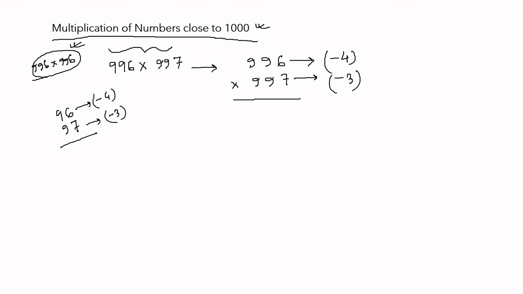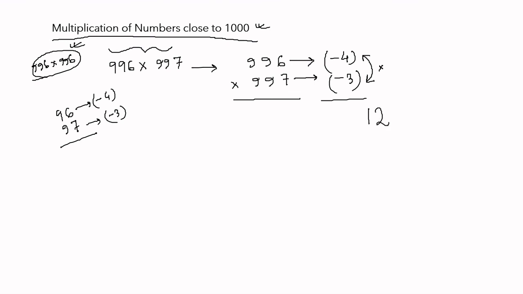Had it been a number greater than 1000, let's say 1007, in that case the difference would have been +7 because वो 1000 से बड़ा है. Since 996 is less than 1000, the difference becomes -4 and not just 4. So 997 के case में it would be -3. So what was the next step? Next step was to multiply these two differences, that is -4 into -3. So -4 and -3 will give you 12.